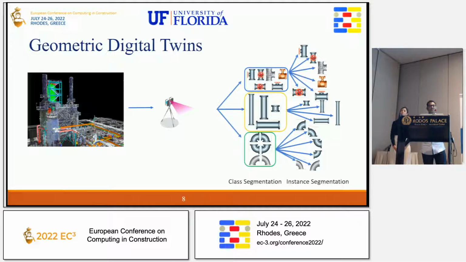Class segmentation works at the upper level, so it classifies objects like straight pipes, round pipes or walls. But if we go more in depth, that is what is called instance segmentation. It identifies each individual object within a class, like round, straight.